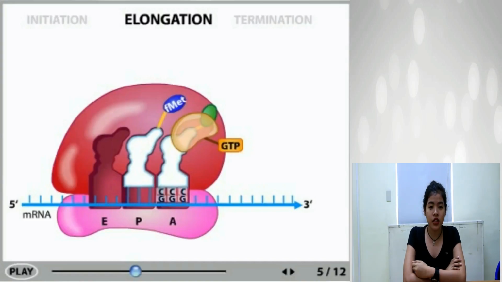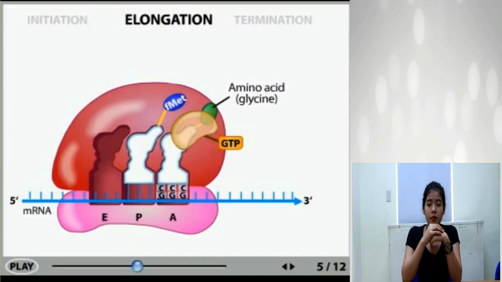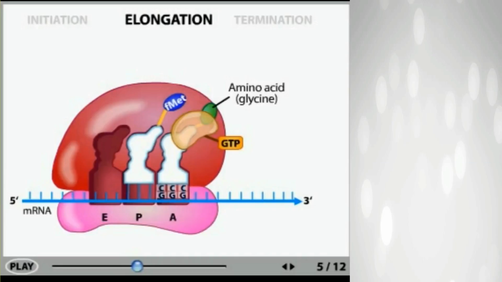Correct selection of the tRNA complex depends mainly on the codon-anticodon pairing. In this example, the anticodon CCC pairs with a GGG codon. The tRNA carries the amino acid.